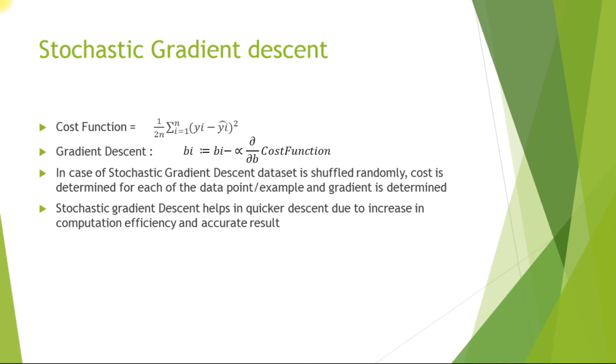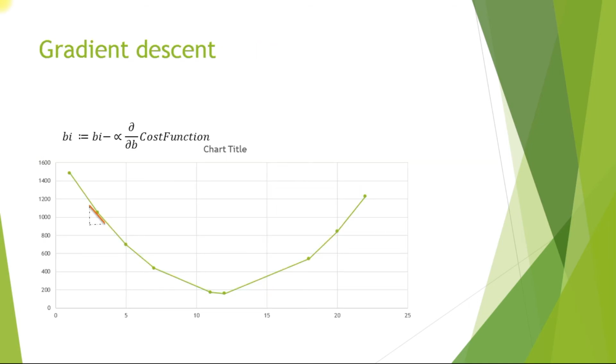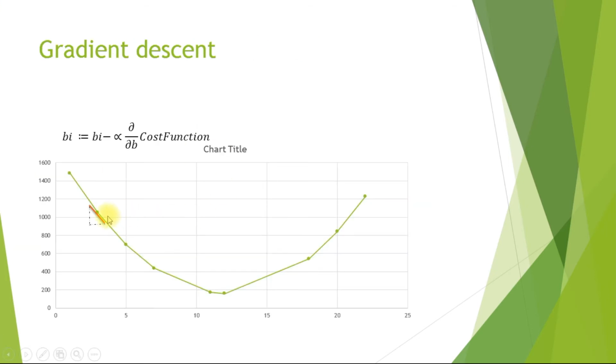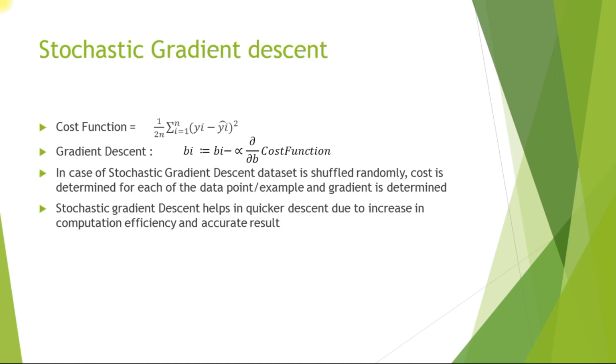What we saw previously was batch gradient descent. In batch gradient descent, at each point we take a summation of the difference between y actual and y predicted, squared, divided by 2n. So we are considering all the values of y for a particular b value at a particular point in the graph. For example, at this point, all the y values are considered. This affects the computational efficiency because we are looping through and considering all the data points and summing them.